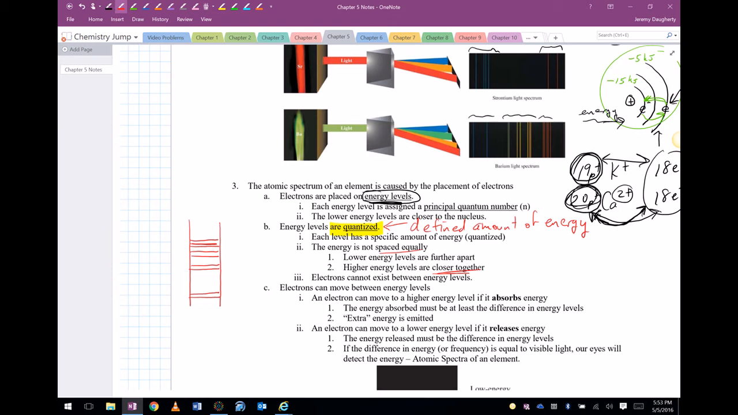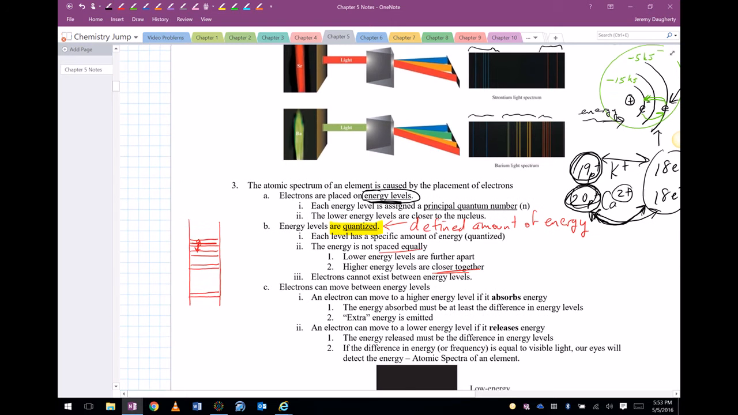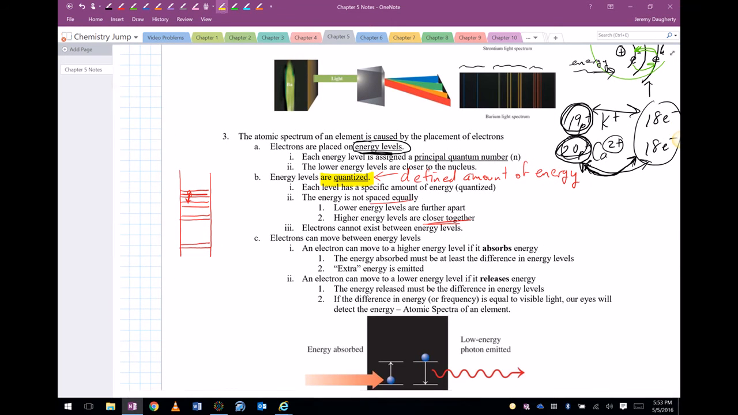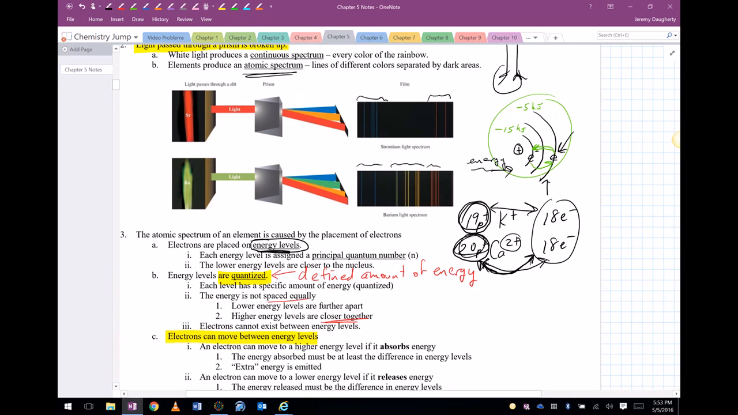That's important because the closer they are to each other, the easier it is for those electrons to move up and down. And that's what we do in fireworks. So the electrons can move between energy levels, but like I said, those energy levels are quantized. So let's go back to this idea up here. I'm going to draw that idea again down here.